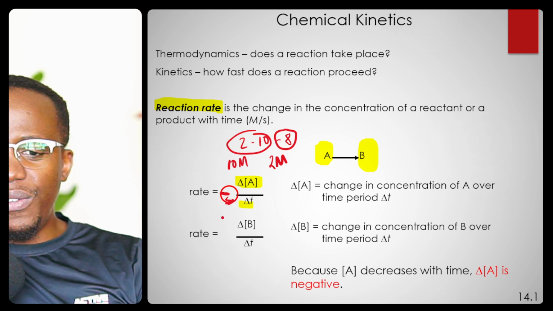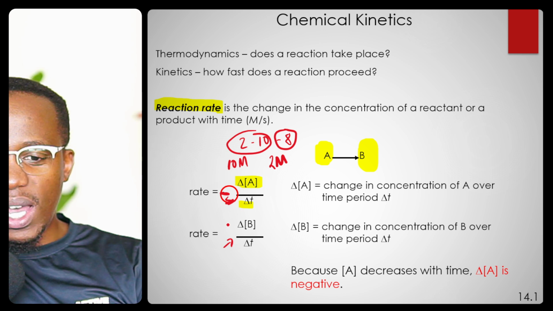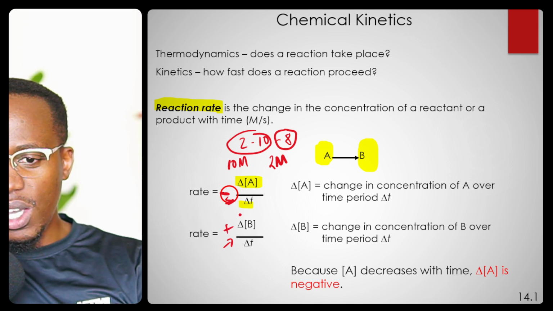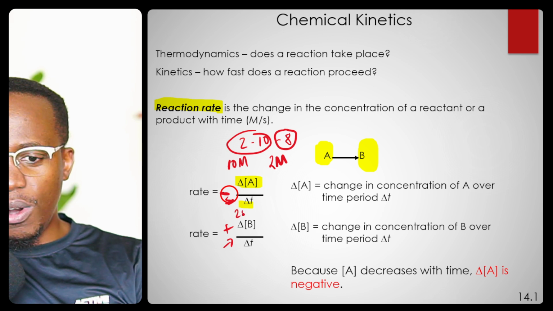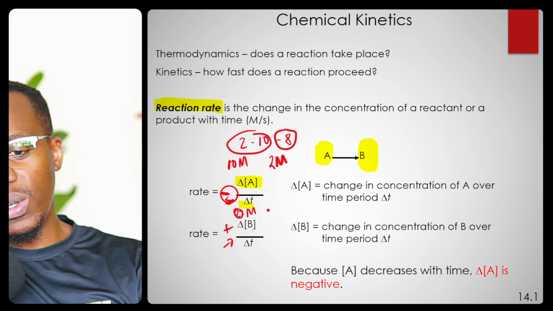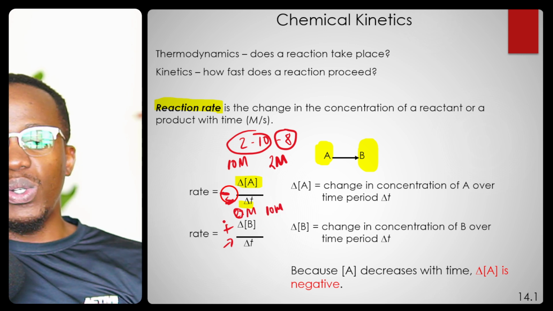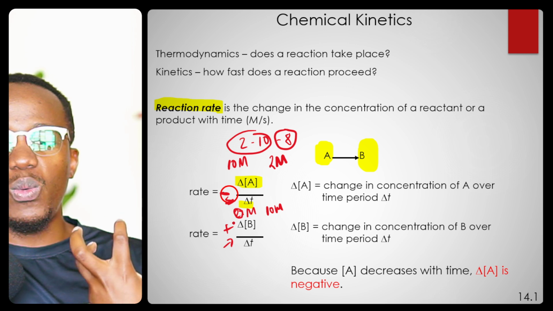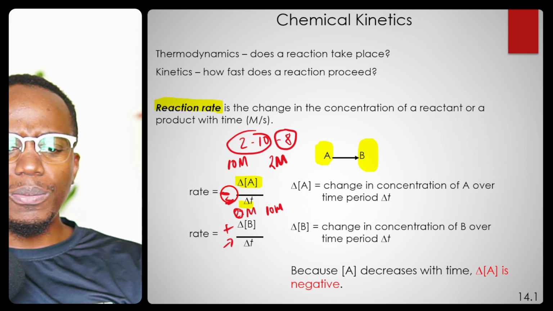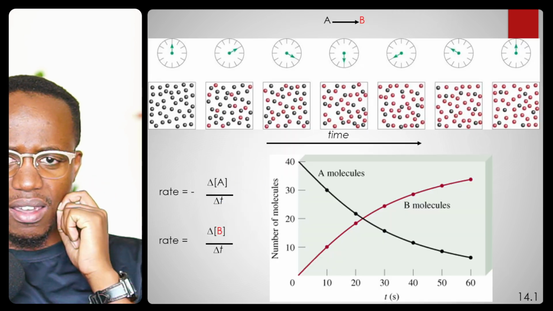But if we're measuring the rate with the appearance of the product, we are going to have a positive. Why? Because the product goes up. It will be going from 0 molar, because we haven't made any product, to 10 molar, for example. So the change in product goes up. That's why we don't have a negative. A lot of people get confused about that, so I want to make that clear.